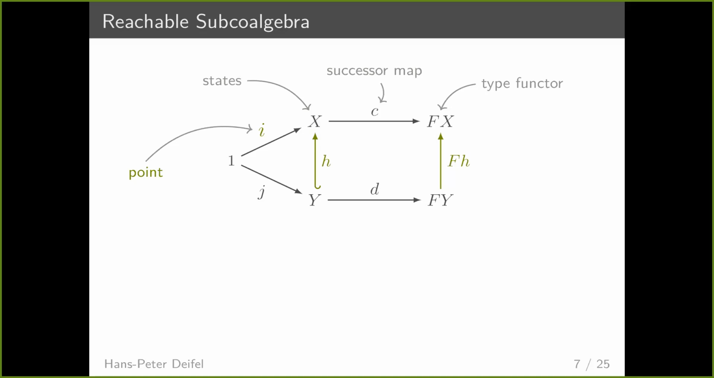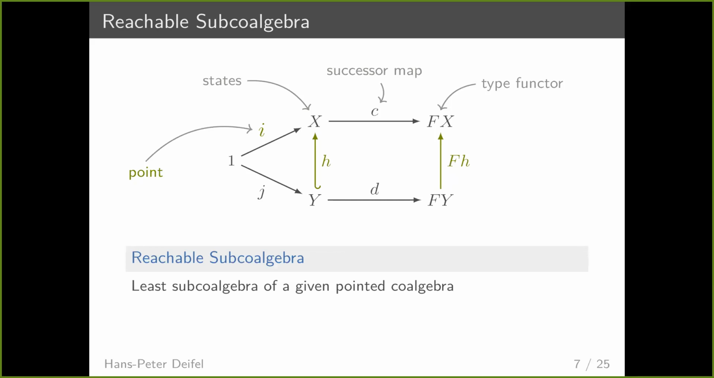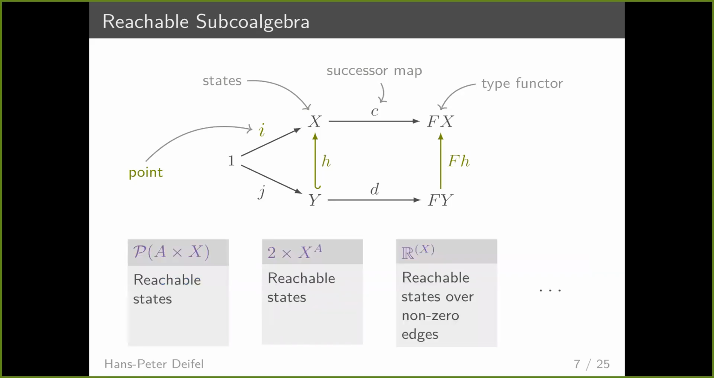So we can do the same game that we did for quotients. The least subcoalgebra then is something very useful. It's called the reachable subcoalgebra, which doesn't contain any unreachable states. And this corresponds to the obvious notion of reachability in all the different systems. So for example, for label transition systems and automata, we get reachable states, while for these weighted systems, we need to be a bit more careful and get some form of weighted reachability, where we count 0 edges as having no edge. So we need to treat those differently.